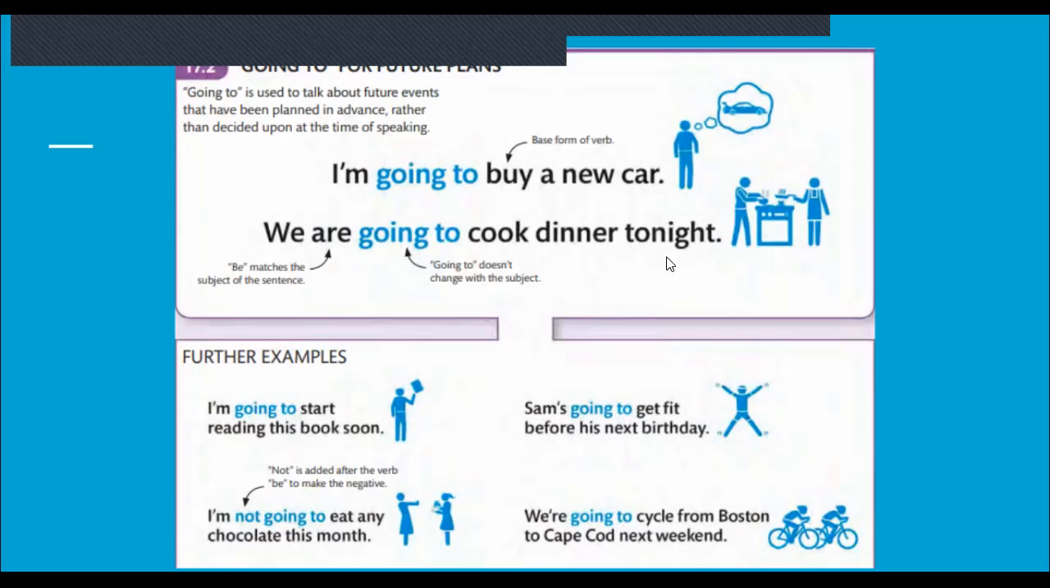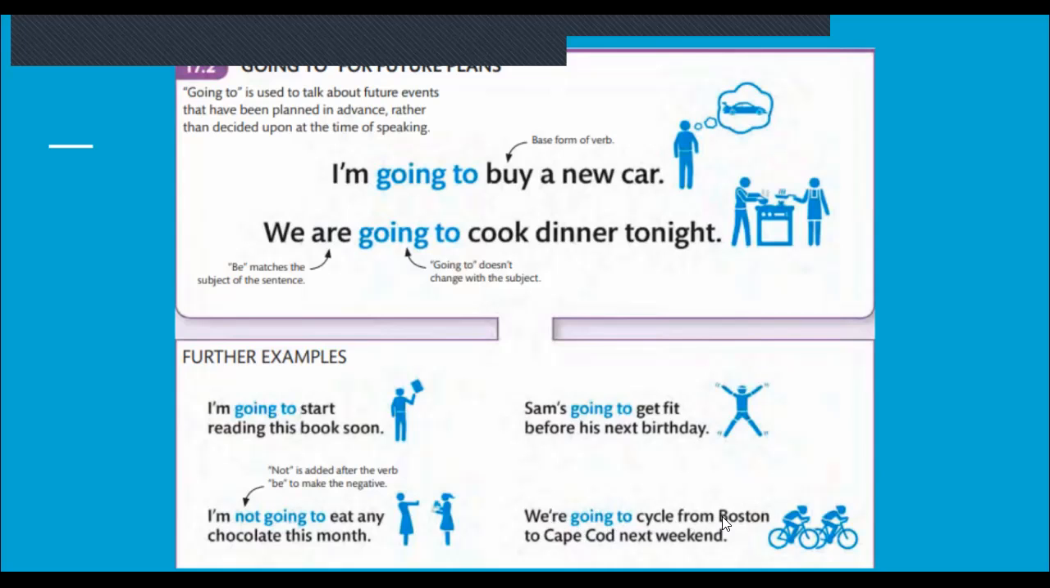You're telling someone about your plans. The sentence is saying that you're saying something about your future plans जिनको आपने plan किया हुआ है. चाहे वो कुछ घंटे advance में हो, चाहे वो कुछ दिन advance में हो, but you planned it in advance. I'm going to start reading this book soon. मैं इस किताब को जल्दी पढ़ना शुरू करूँगा. Sam's going to get fit before his next birthday. So he's decided that before his next birthday, he's going to exercise and get fit.